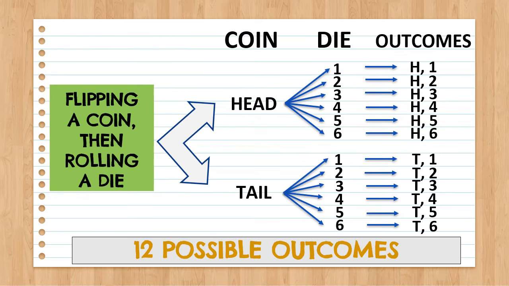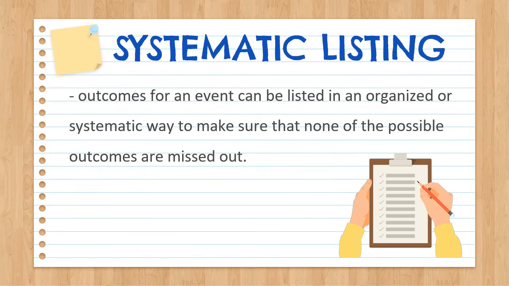Very good. This time, let us discuss the other two ways in counting occurrences of an outcome in an experiment. Let us now move on to systematic listing. Outcomes for an event can be listed in an organized or systematic way to make sure that none of the possible outcomes are missed out. To better understand this method, let's have an example.